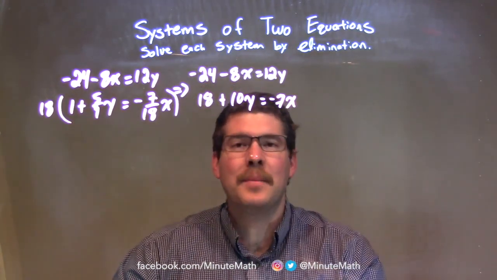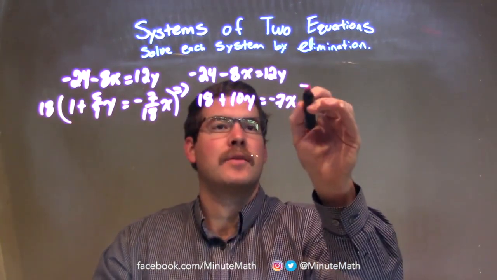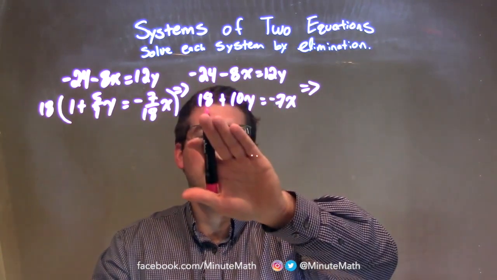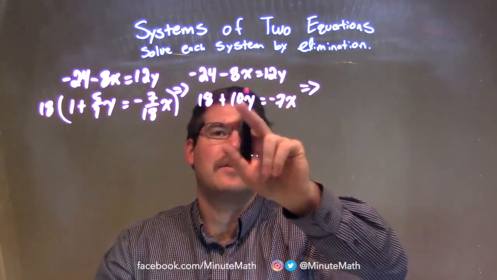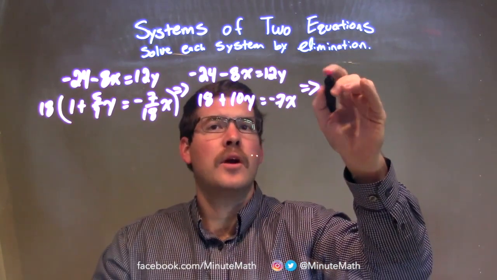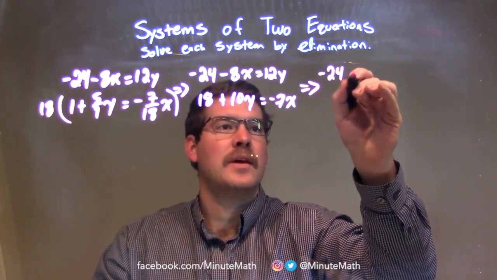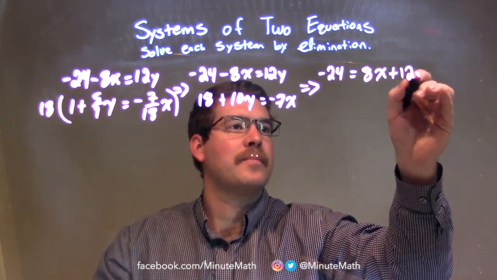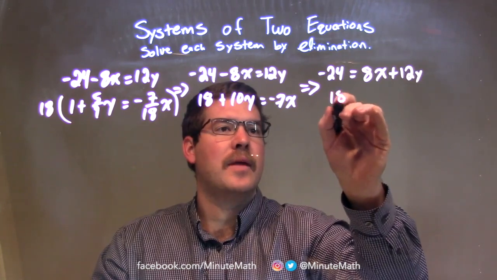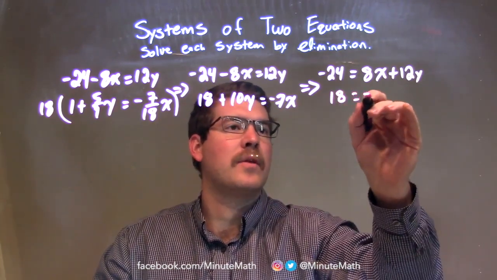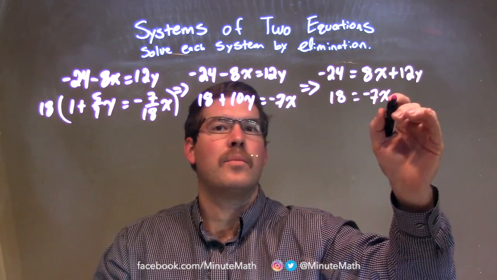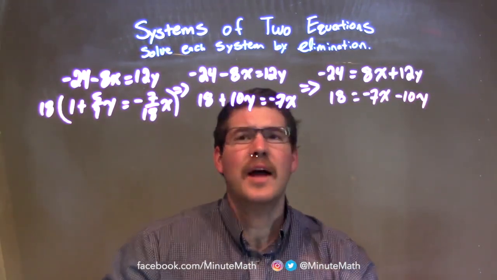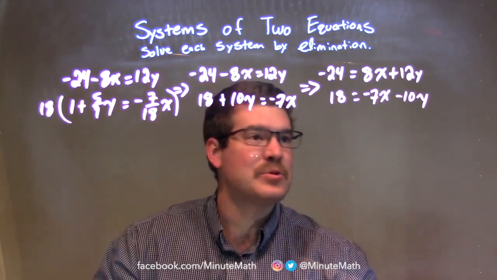Well, what I'm going to do now is I'm going to rewrite this one more time to have all the variables on the same side. So I'm going to leave the numbers on the left-hand side, and it's really add the 8x and subtract the 10y. So in the numerator, we have a negative 24 still. That's going to be equal to a positive 8x plus 12y. And the denominator, just leave the 18 there, but I'm going to subtract 10y on both sides, leaving me with a negative 7x minus 10y.